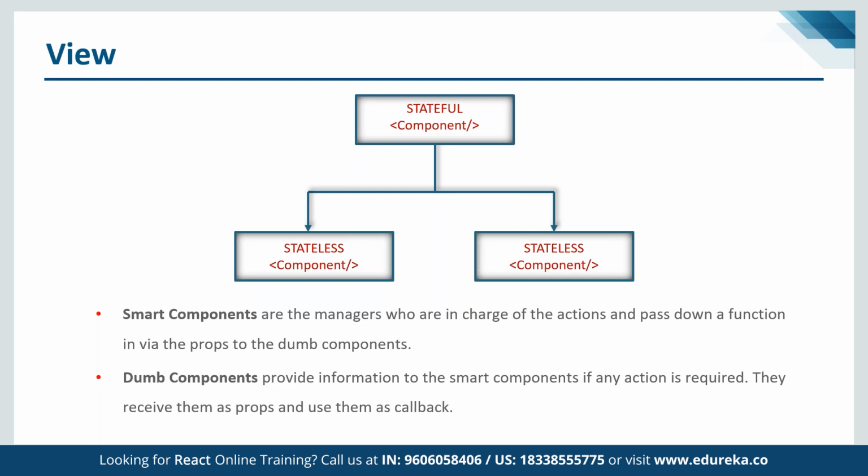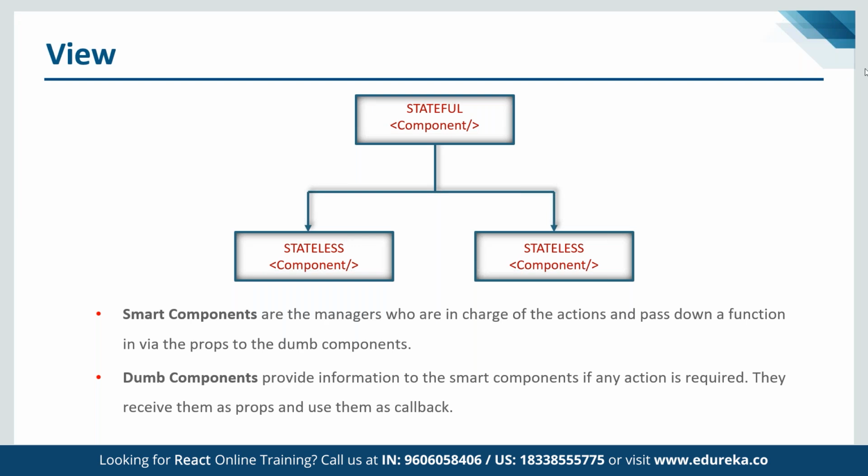And the smart components are in charge of the actions, whereas the dumb components are underneath the smart components and notify them in case they need to trigger an action. The dumb components simply notify when the action has to be taken. And the smart components in turn pass down the props, which the dumb components treat as callback actions.